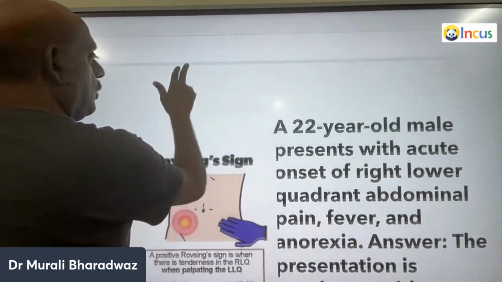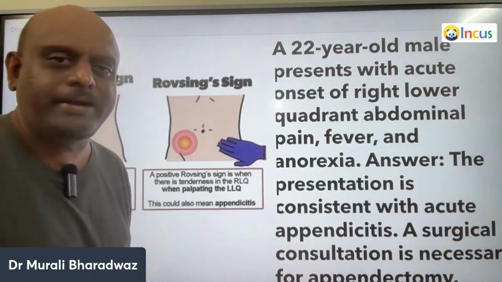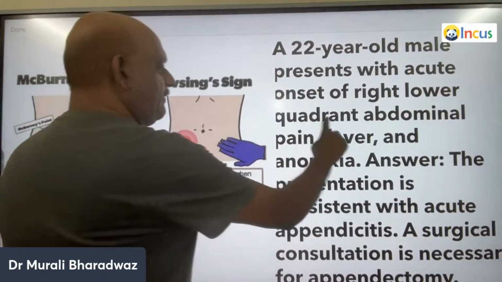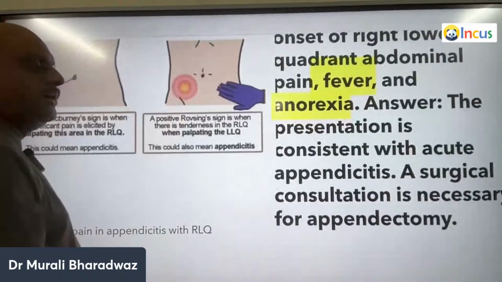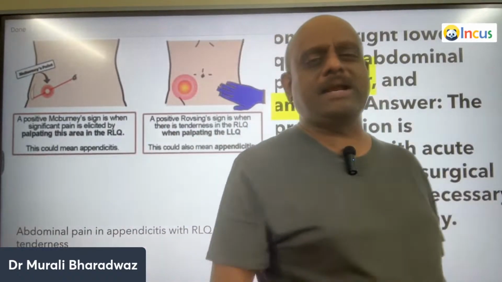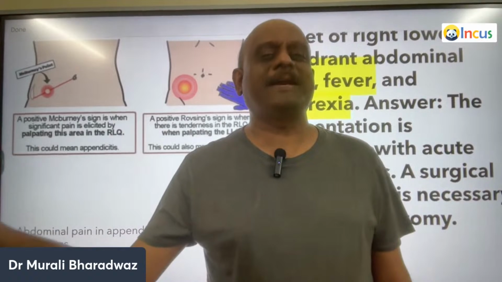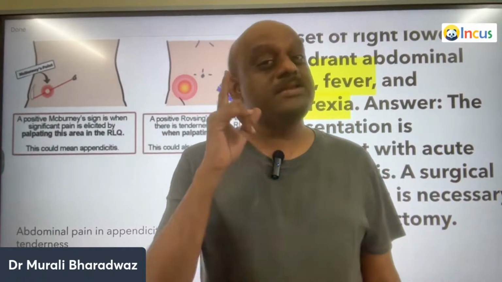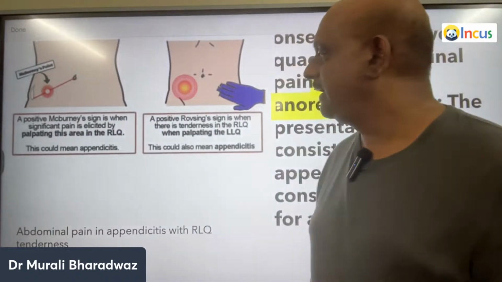Now, a 22-year-old presents with acute onset of right lower quadrant abdominal pain, fever, anorexia. So, it is consistent with acute appendicitis. Always remember, anorexia is the rule in appendicitis. If the patient says, no, I'm feeling hungry, it is never appendicitis. Anorexia is the rule in case of appendicitis is what you have to remember.